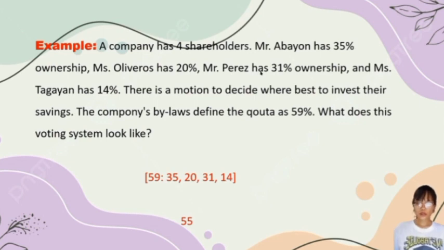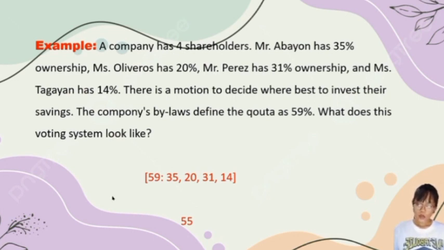Perez has 31 and Mr. Gayan has 14. There is a motion to decide where best to invest their savings, and the company bylaws define the quota as 59%. So, para makapag-decide, kailangan ma-reach yung 59%. So, paano i-represent using the weighted voting system?